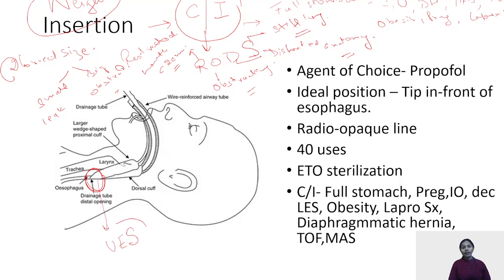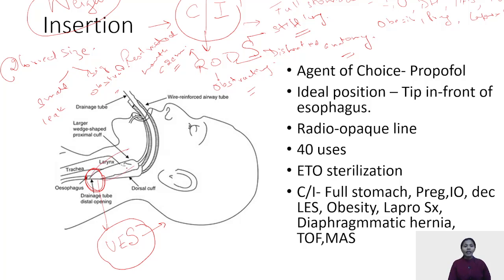This is the tip of the LMA, and this is the orifice for the introduction of the gastric tube also. You introduce your NG tube, the drain tube, from here, and it opens into the esophagus from this orifice, which sits on the upper esophageal sphincter.